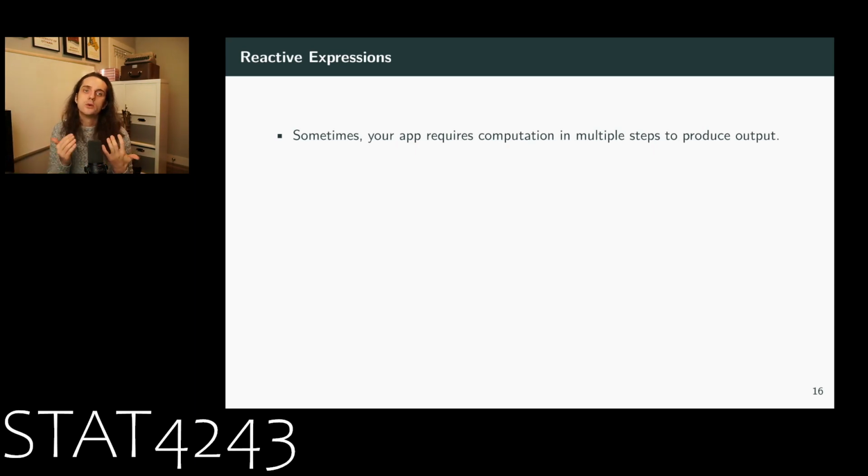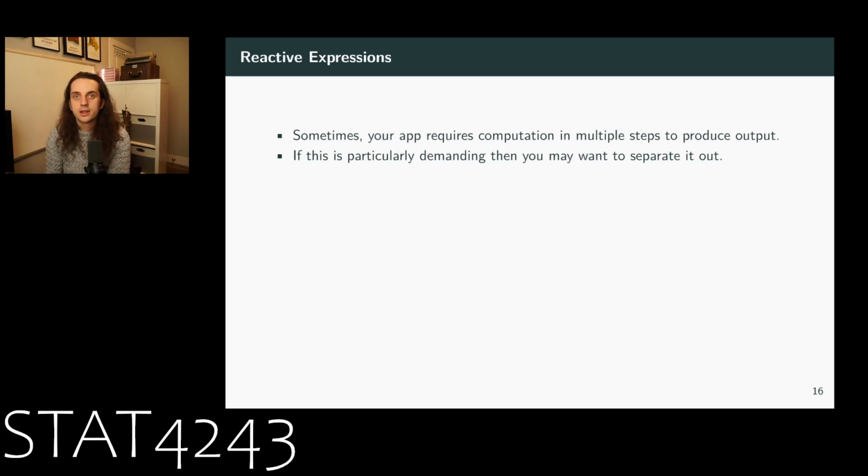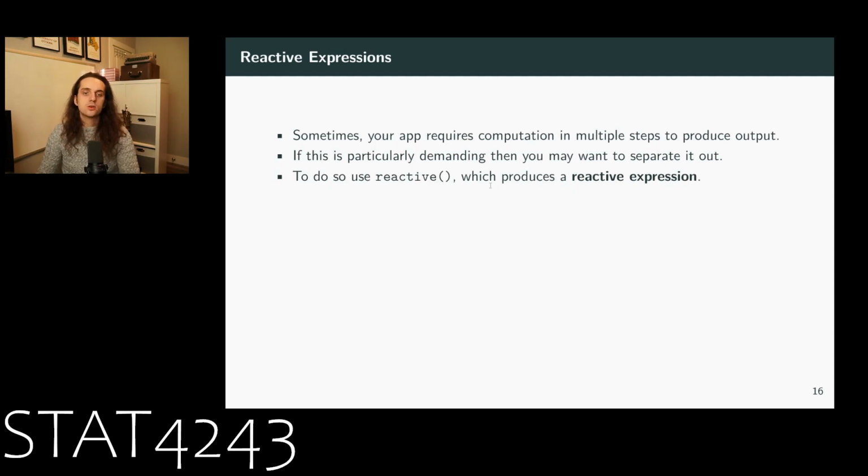So how can we do that? Well, we can use what are called reactive expressions, right? And so these are all more advanced features. We don't need to be using these, but they help make your app more efficient when you start bumping into the walls of this, right? So when you have a particularly computationally demanding task, you might want to separate it out so that it only needs to run when it actually needs to run. And so we can use this reactive call to do this, right?